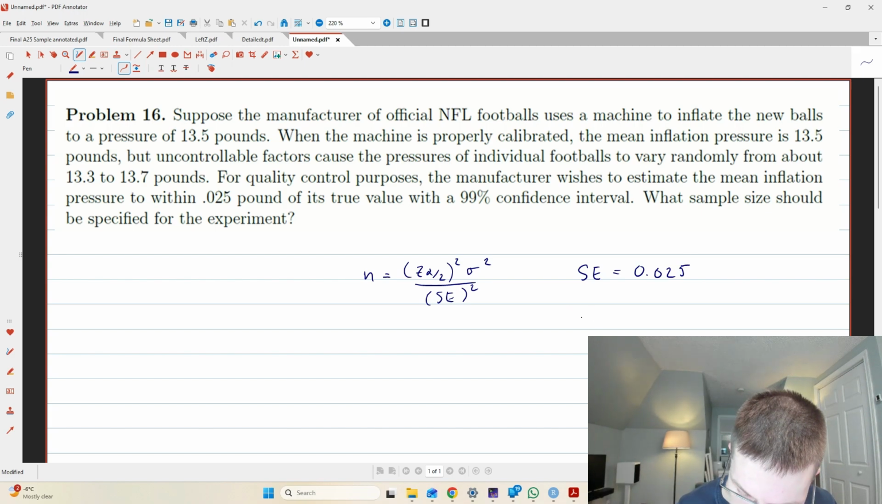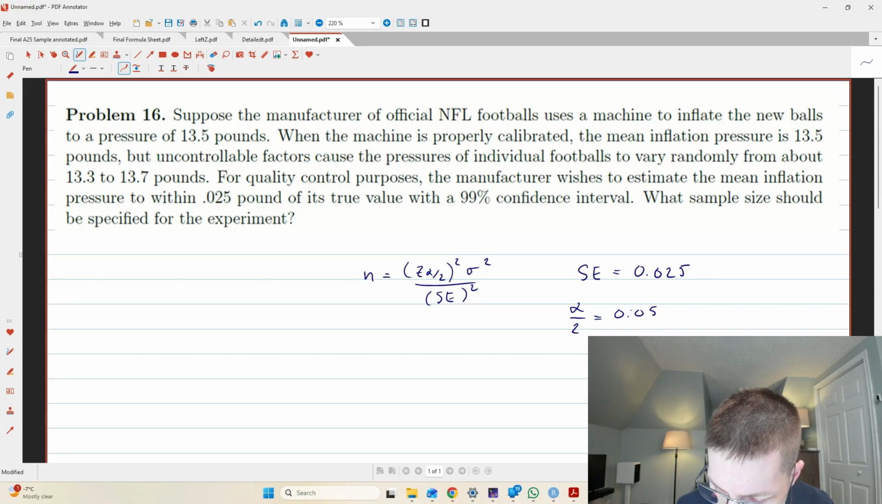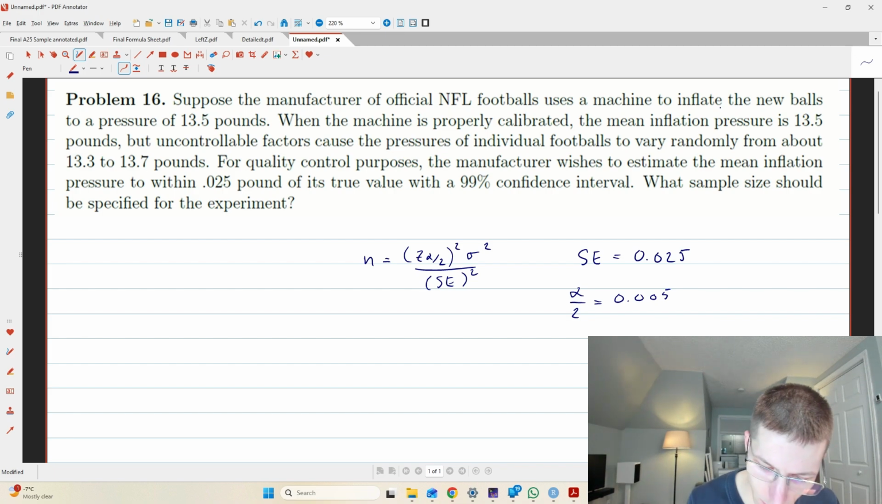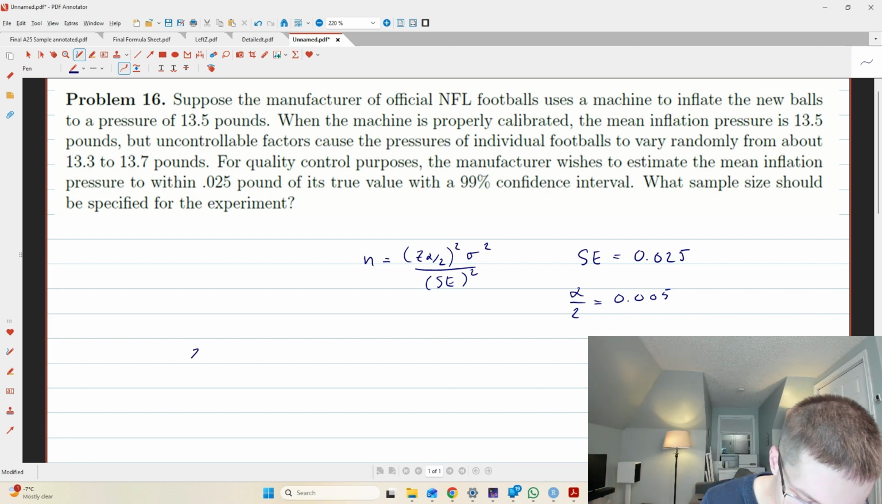We want a 99% confidence interval. So that means that alpha over 2 is going to be 0.005. And Z alpha over 2, that is one of the quantities that we need to determine. We can find that from the Z table, for 0.005.